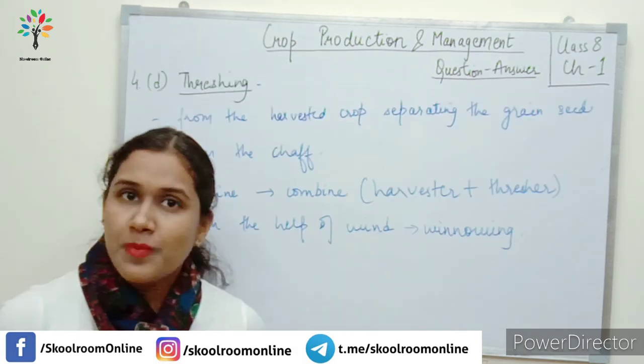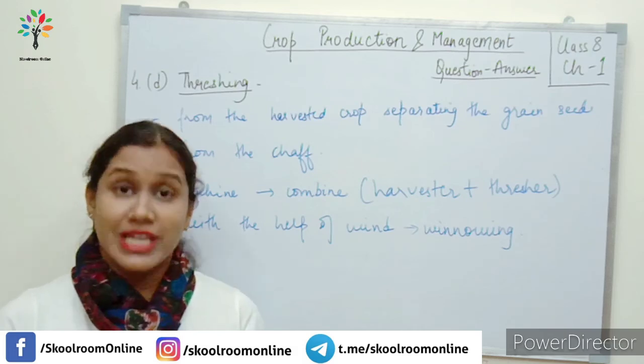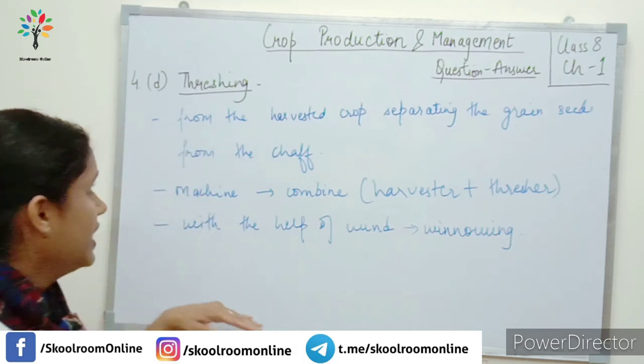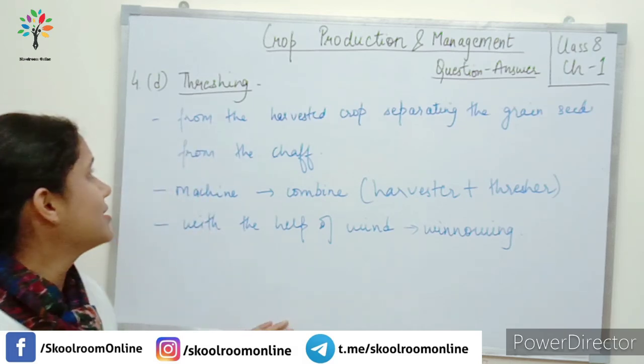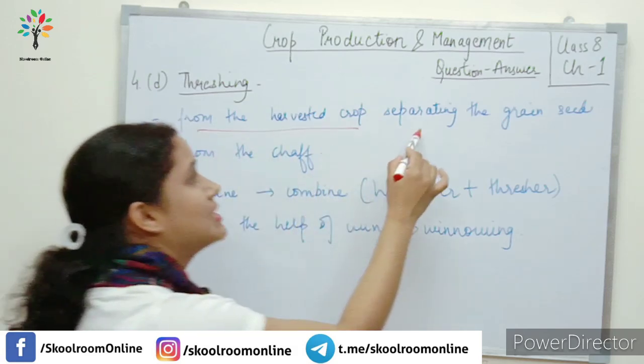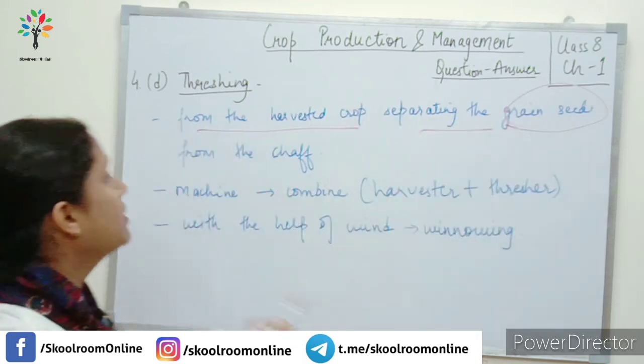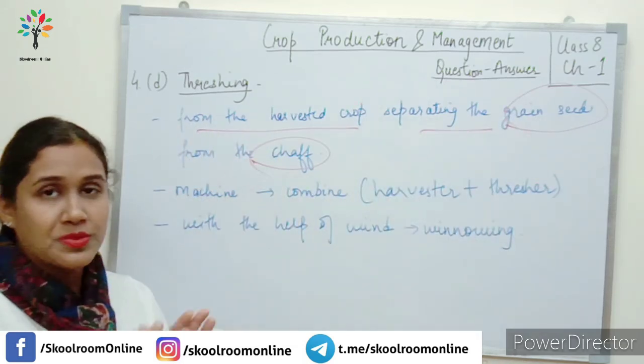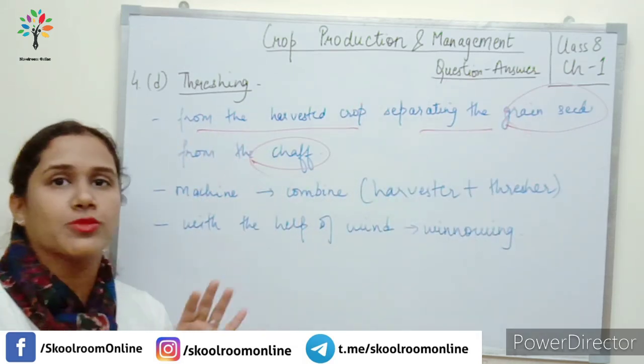Well, the fourth part is threshing. So let's see. In threshing, first we'll define what is threshing. It is, from the harvested crop, separating the grain seed from the chaff. So basically you separate the grain seed from the chaff.